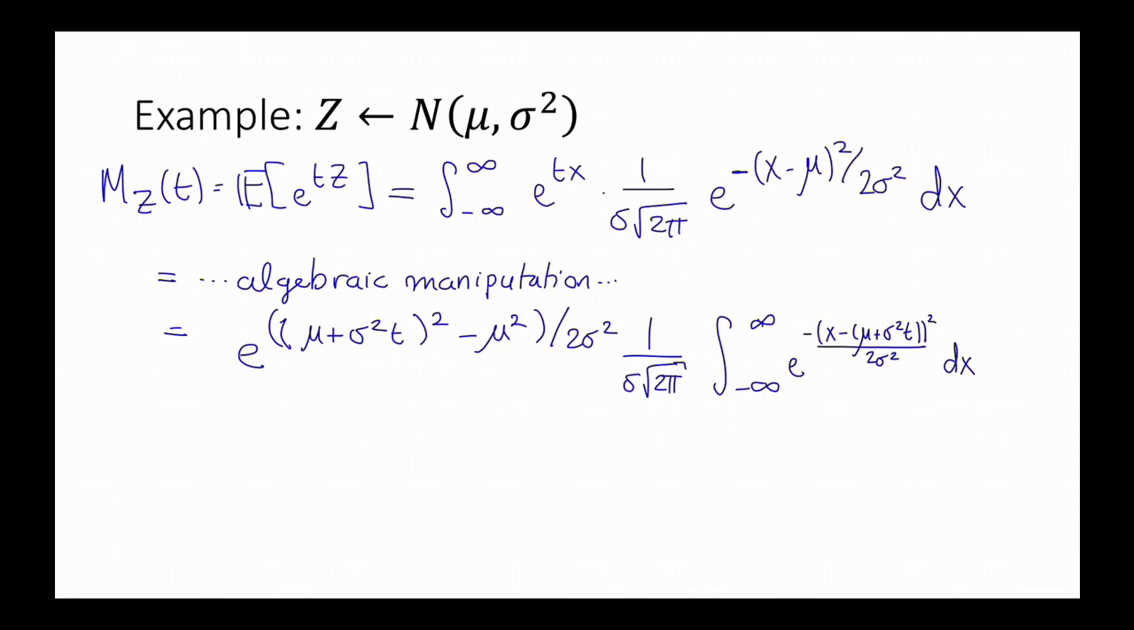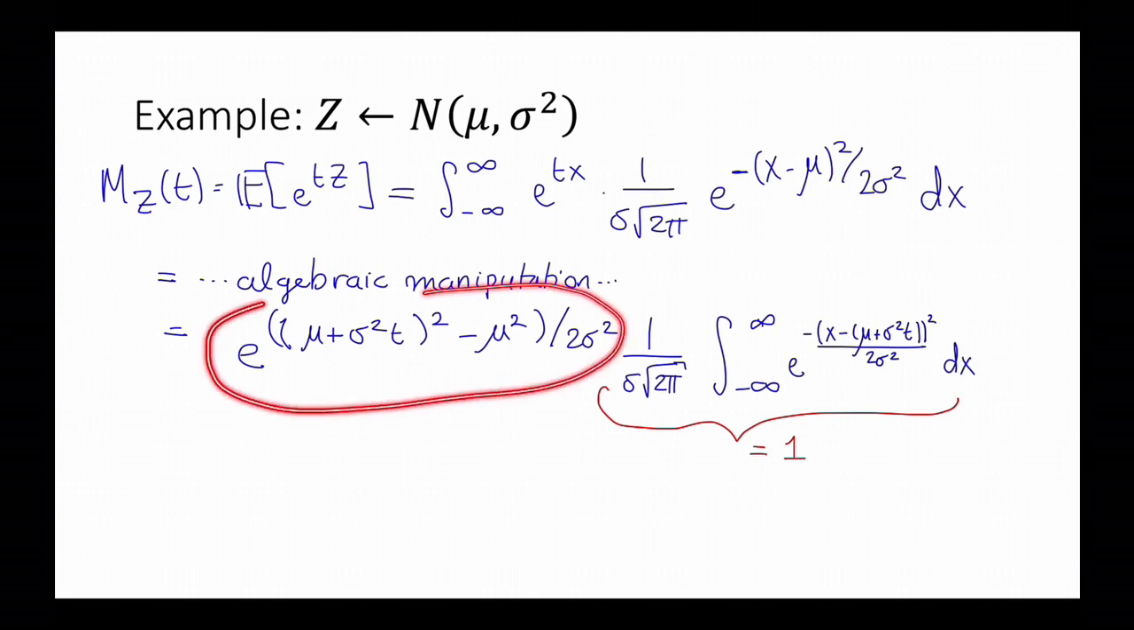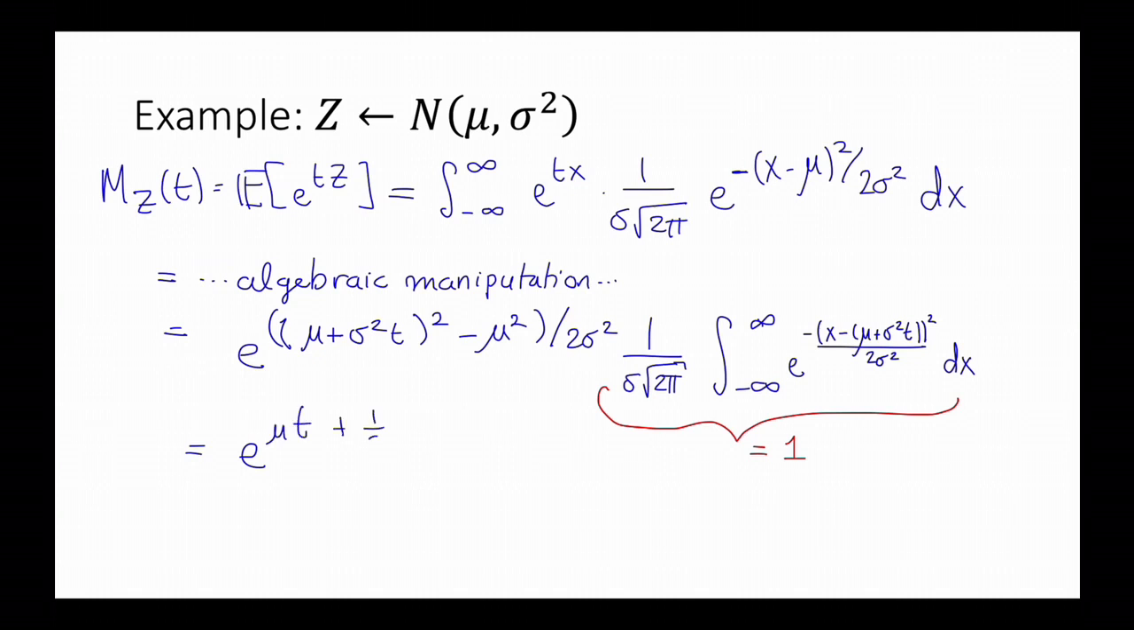But if you believe that this algebraic manipulation is correct, the important point is that this expression here is just equal to 1. This is because this is just integrating the probability density function of some Gaussian random variable. In this case, it's the Gaussian with this mean and variance sigma squared. Thus, this whole expression is just equal to this bit, which in turn simplifies to e to the mu t plus 1/2 sigma squared t squared.